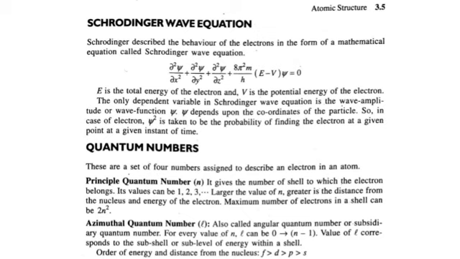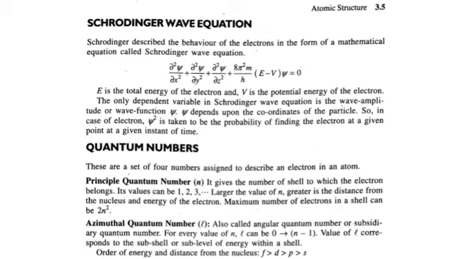Now let me discuss the quantum numbers. There is a set of 4 quantum numbers assigned to describe the electron positions in an atom. Principal quantum number: it gives the number of the shell to which the electron belongs. Its value can be 1, 2, 3, 4, 5, 6, 7. Larger the value of n, greater is the distance from the nucleus and the energy of the electron. The maximum number of electrons in a shell can be 2n square.